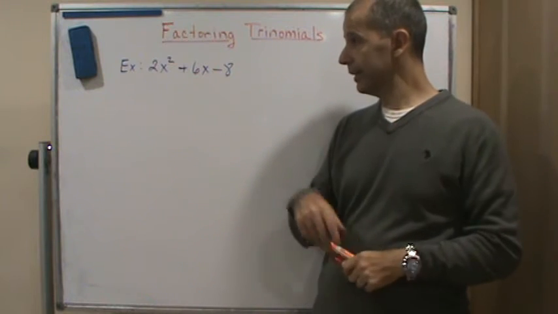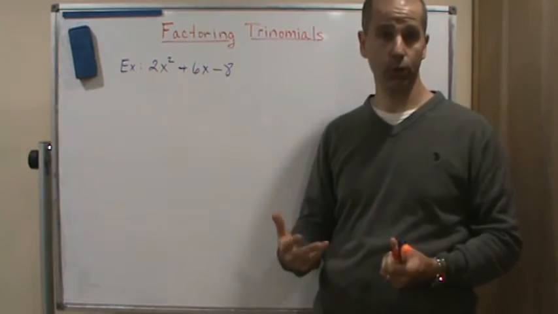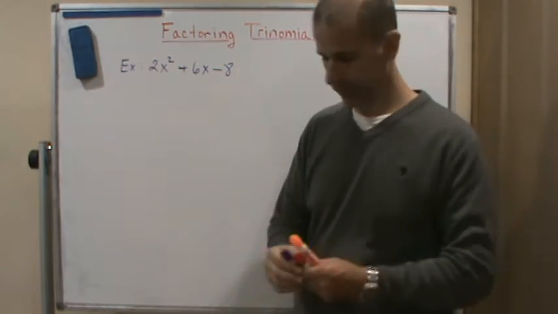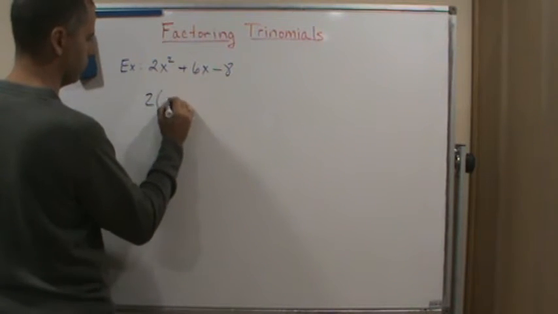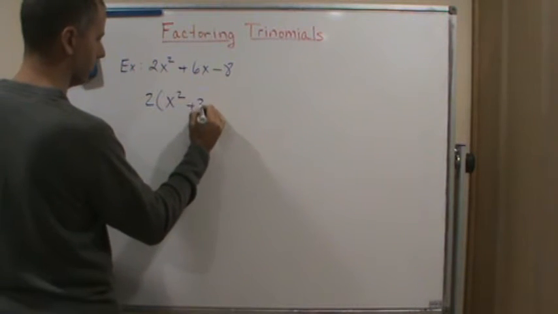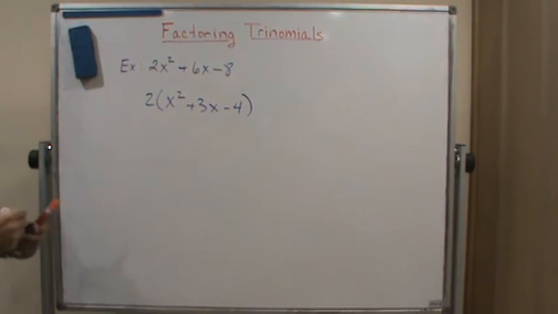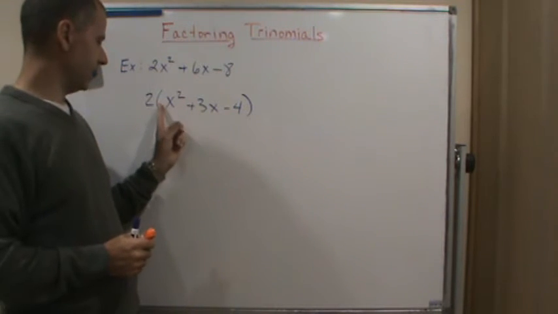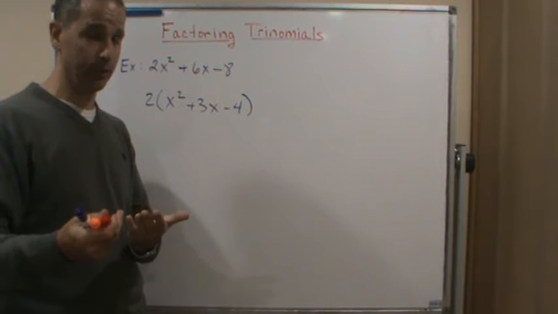Okay? So in this example here, we can see that we have a common factor of 2. So let's factor out the 2 first before we go any further. And so now you see that we've got this, and it's got a leading coefficient of 1, which is great because now we can use our method that we learned before.